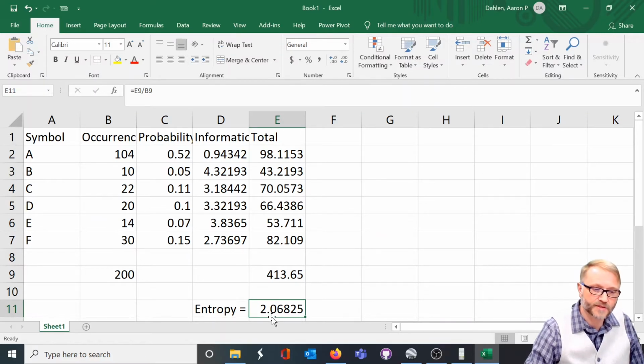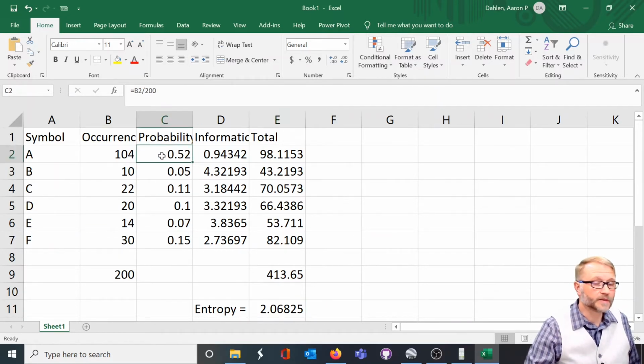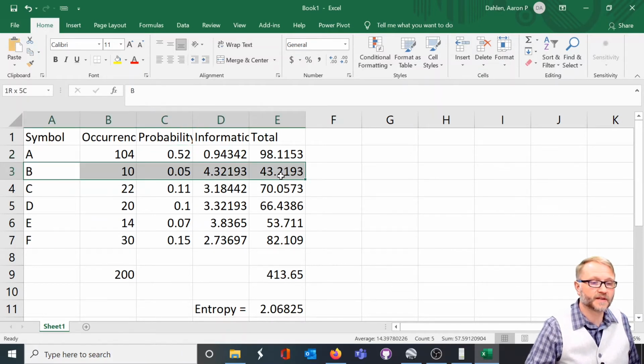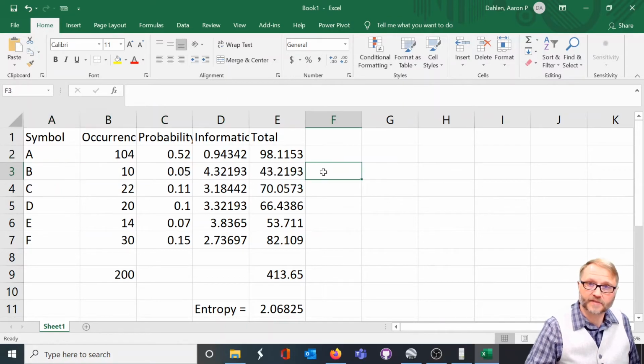On average, we ask 2.07 questions to identify each symbol. For some symbols, we only have to ask one question. Is it A? And chances are, a little more than 50% of the time, you would be correct. Is it A is a very good question to ask. Some symbols take many questions. For example, to find out if it's B, you typically have to ask 4 questions.